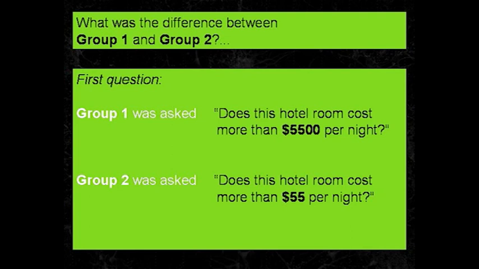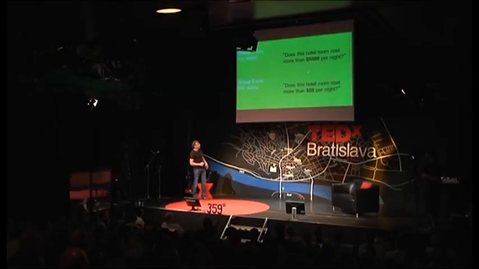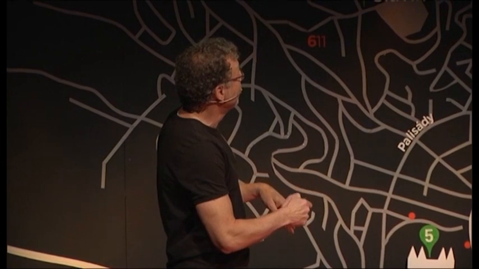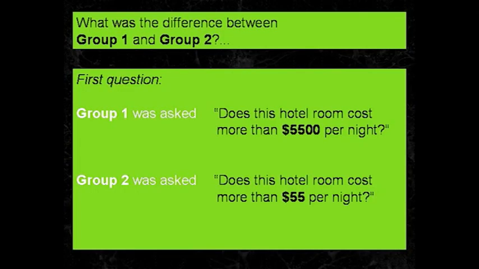And the second group, before I ask them to rate what the room costs, I ask them this question: does it cost more than $55 a night? Now, from the data that they'd seen, it's pretty clear that the room is not $5,500 a night, not anywhere near that, and that it's a lot more than $55 a night. So you would think these are throwaway questions. But actually, these questions exercise a certain subliminal effect on the audience. And by the way, the ones who saw this question did not see the other, and vice versa. So they only saw the one in the group that I assigned them to.